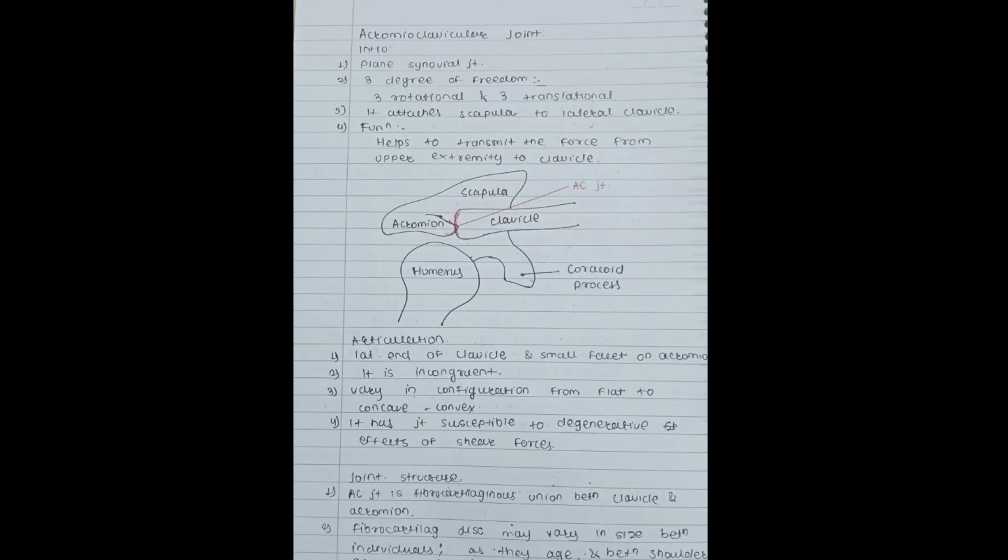Next is the acromioclavicular joint. It is also a plane synovial joint and it provides 3 degrees of freedom. You will see the diagrams here and you have to draw all the diagrams.